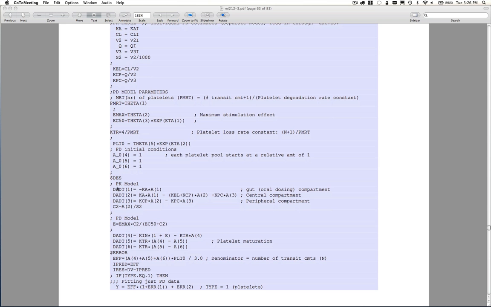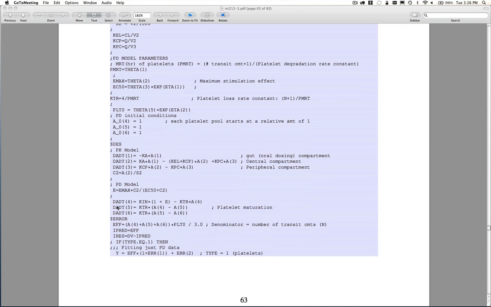We write out our PK model. So we've got the typical absorption from the gut compartment into central, into peripheral, and then we have our concentration in the peripheral compartment. E is the pharmacodynamic effect. Again, in this case, we're confident that we have enough data that we can estimate a full Emax model. So we've got our Emax times our concentration divided by an EC50 value plus concentration.